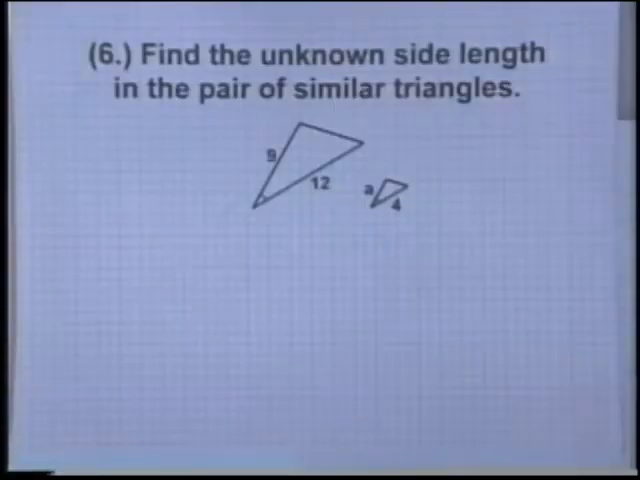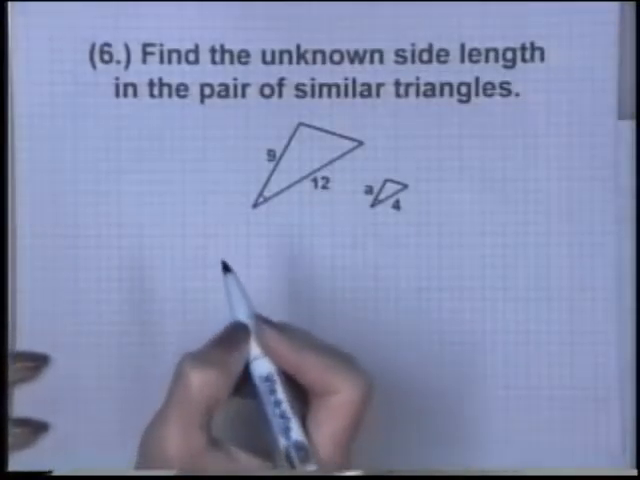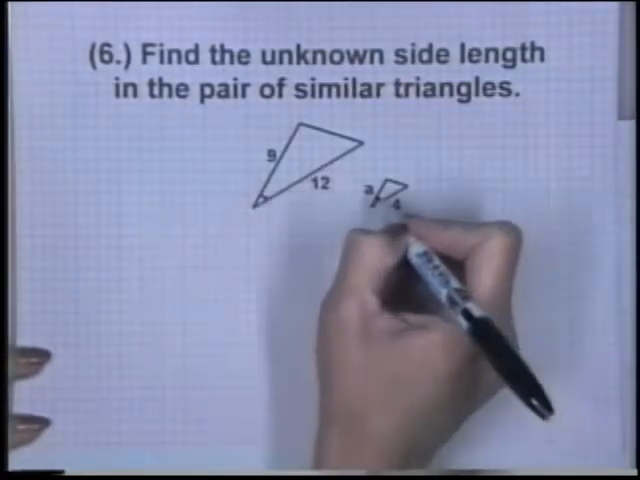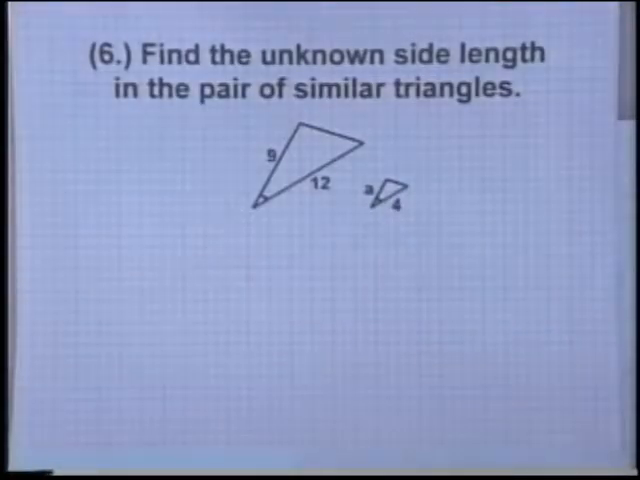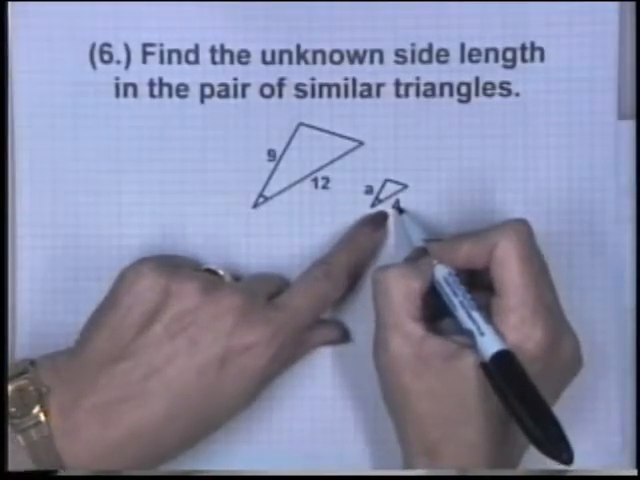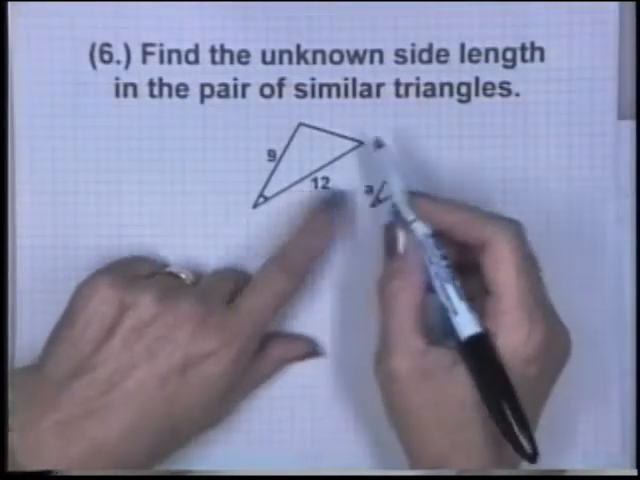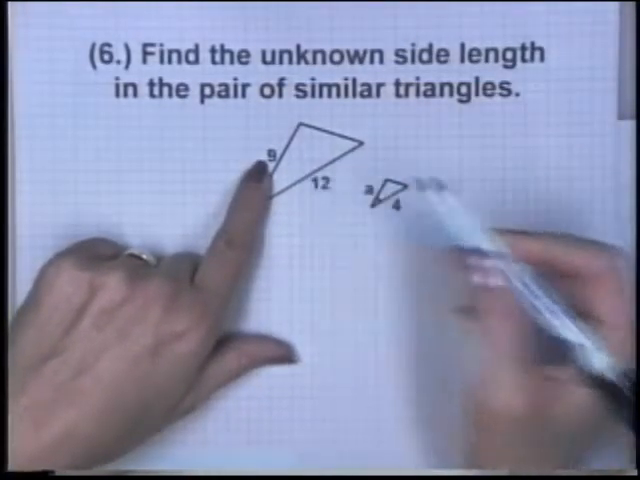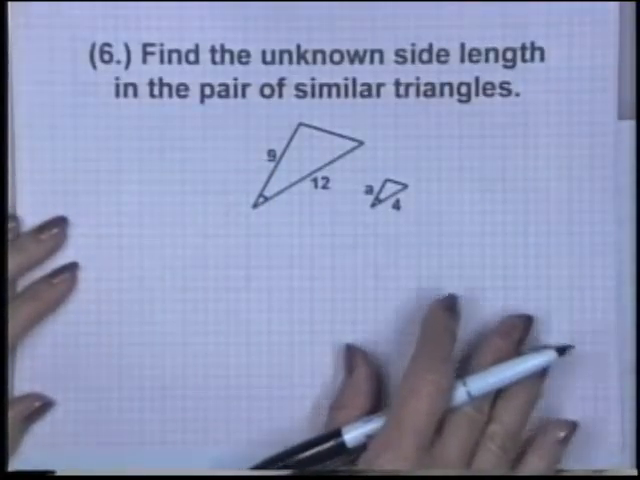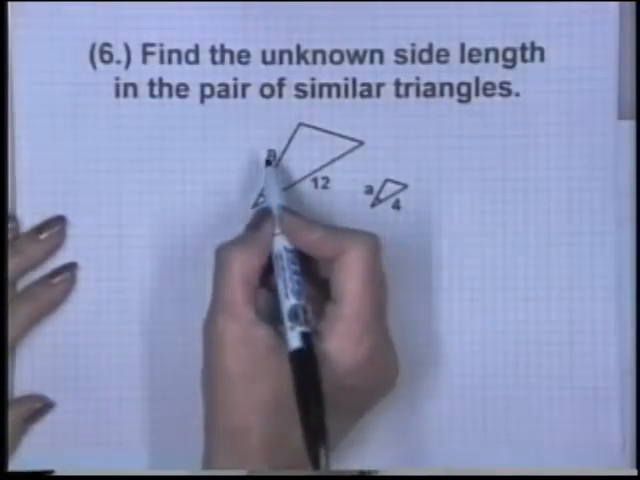Let's look at another similar triangle problem. It says find the unknown side length in the pair of similar triangles. Because they are similar triangles, we know that corresponding sides are proportional. So we will set up a proportion. We know that this angle corresponds to that angle, which means that the 4 will correspond to the 12 and the A will correspond to the 9. So we need to find the length of the A, and we will do that by setting up a proportion.